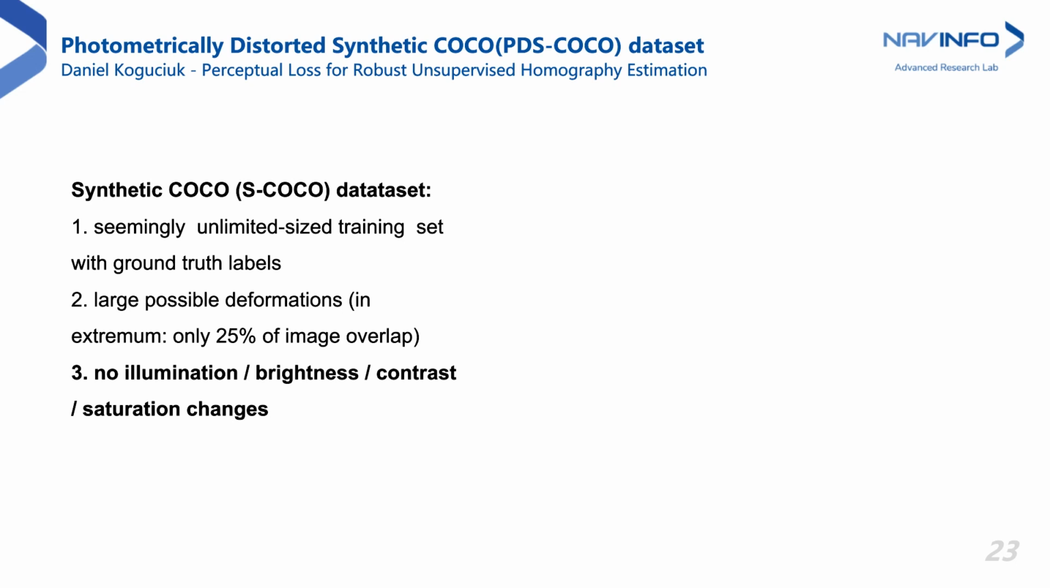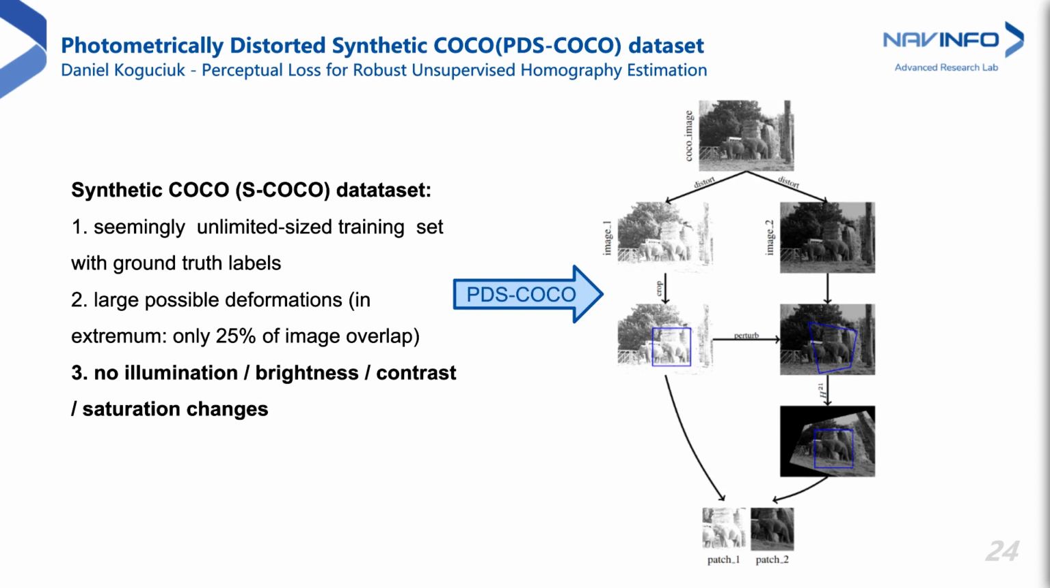Homography estimation is often trained and tested on the synthetic COCO dataset introduced by DeTone. However, it does not model photometric distortion present in real-world images, such as contrast, brightness, and saturation changes. Therefore, we propose to use an additional data augmentation step in the synthetic COCO dataset generation, where we artificially model illumination changes by utilizing photometric distortion techniques used in the SSD object detector.